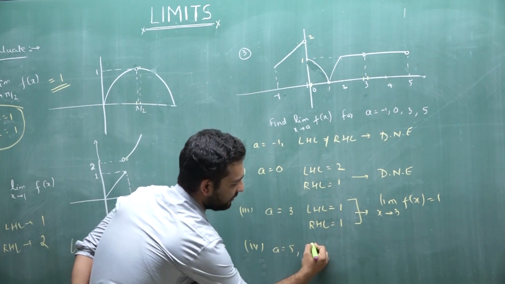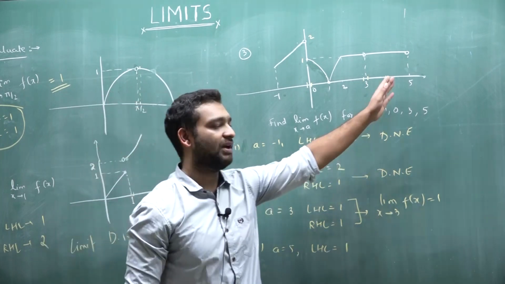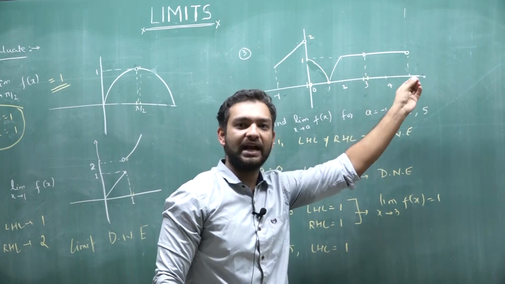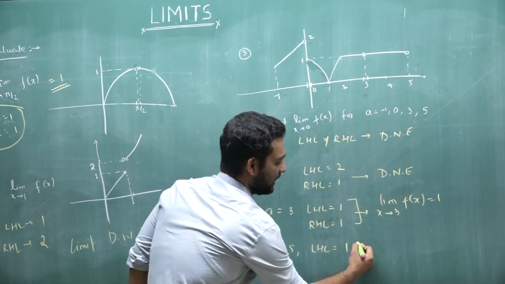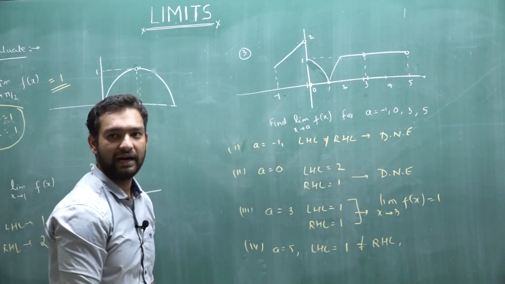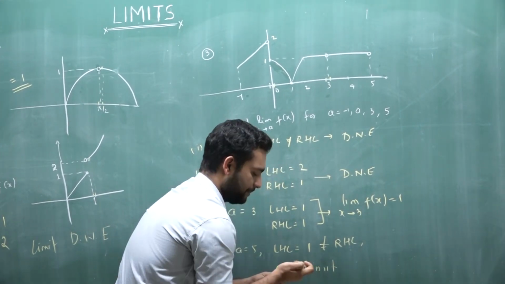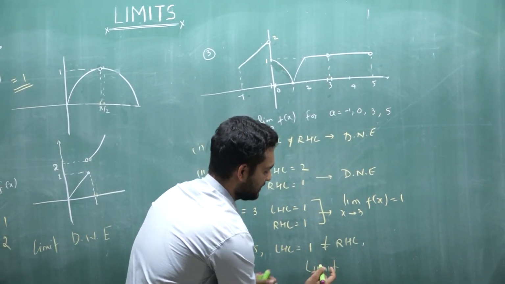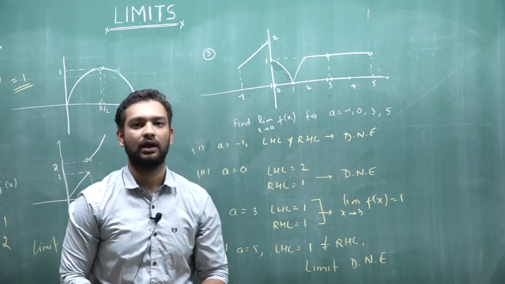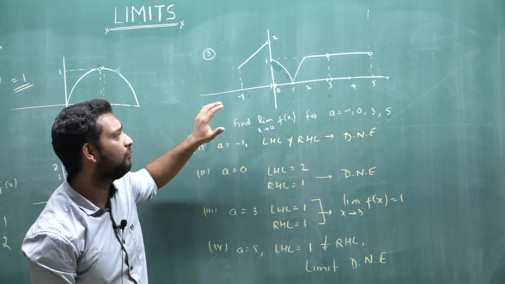And lastly, at x is equal to 5. For a is equal to 5, the left hand limit you will get as 1. But you don't have any right hand limit, right? The function is not defined for x greater than 5. You won't get any value for the right hand limit. Again, I can write that LHL is not equal to the right hand limit, and when LHL is not equal to right hand limit, what do we say? The limit does not exist. Clear?